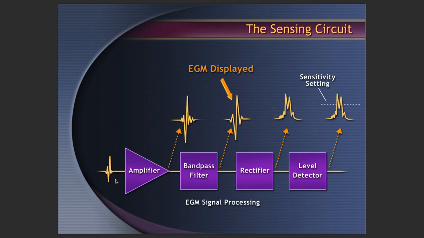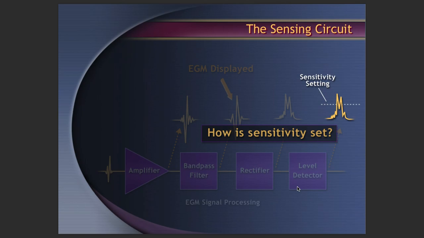So this is how the small signal comes over here. The amplifier is going to make it a little bit bigger. And then finally comes the bandpass filter, which is going to filter it further. So a lot of extra, unnecessary noise is going to be filtered and taken off. Finally, it goes to the rectifier, which is going to give a mostly positive deflection over here. And finally will come the role of the level detector.